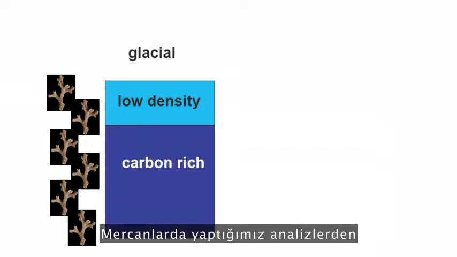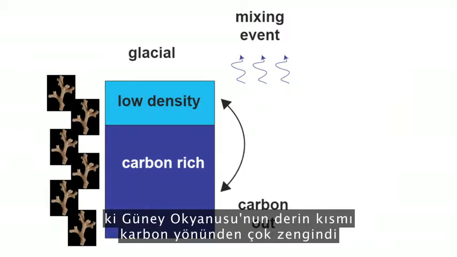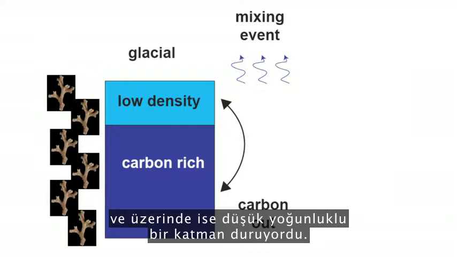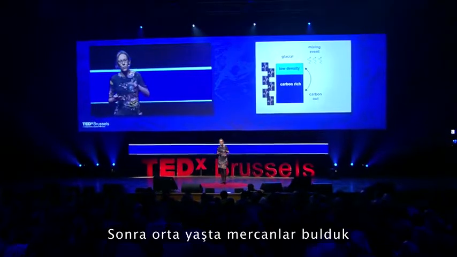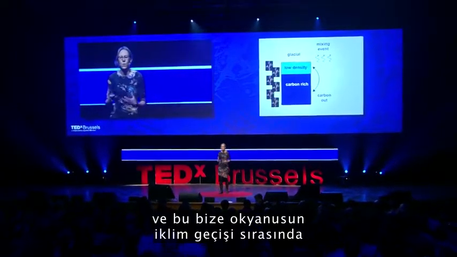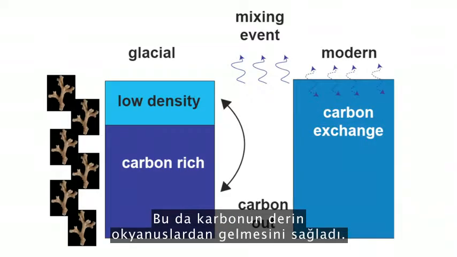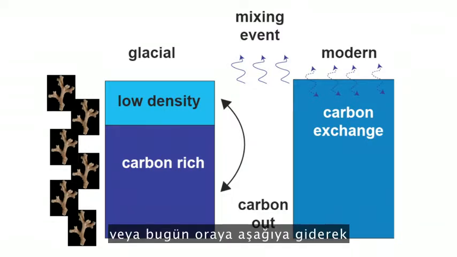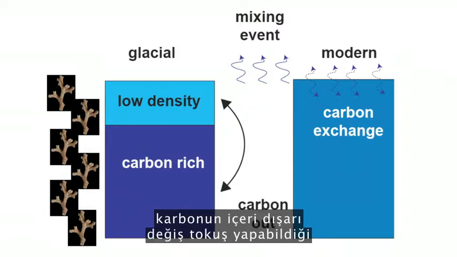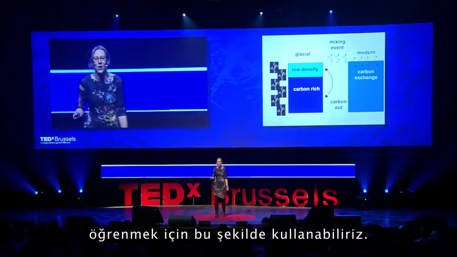We think back in the glacial, from the analysis we've made in the corals, that the deep part of the Southern Ocean was very rich in carbon, and there was a low-density layer sitting on top. That stops carbon dioxide coming out of the ocean. We then found corals that are of an intermediate age, and they show us that the ocean mixed partway through that climate transition. That allows carbon to come out of the deep ocean. And then if we analyze corals closer to the modern day, or indeed if we go down there today anyway and measure the chemistry of the corals, we see that we move to a position where carbon can exchange in and out. So this is the way we can use fossil corals to help us learn about the environment.